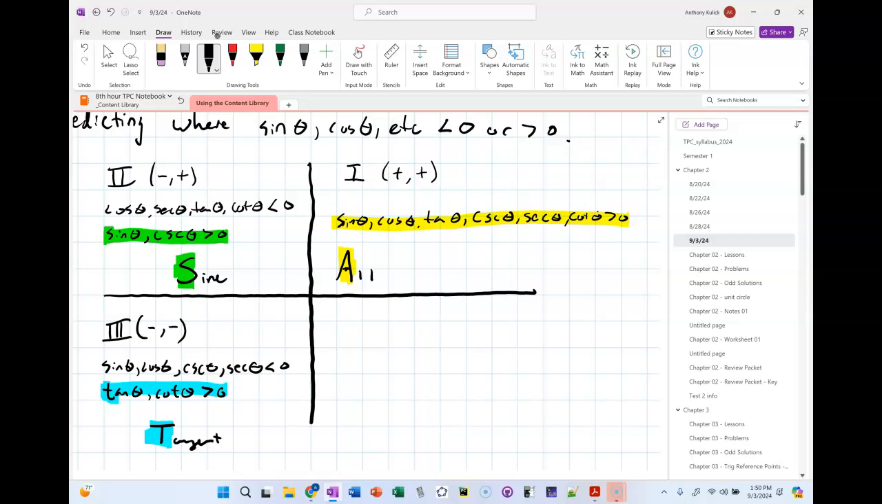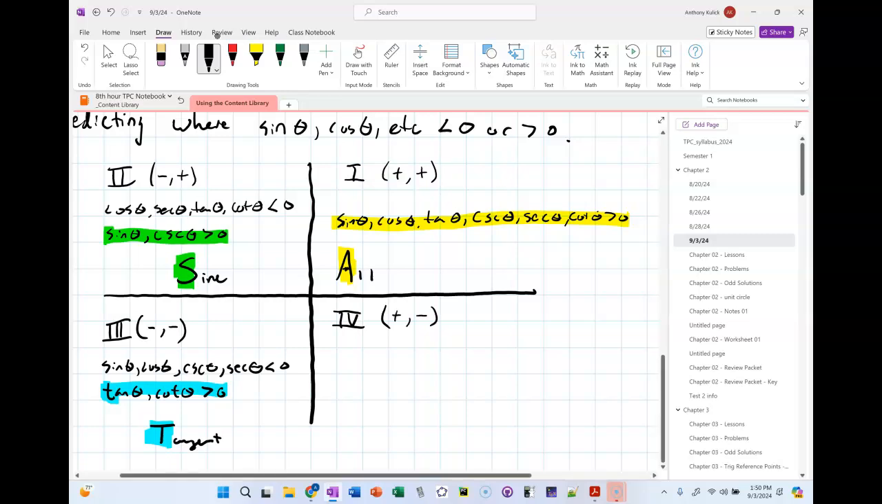And now quadrant 4. X is positive, and then y is negative. So anything with a y coordinate is going to be negative. So that's sine, tangent, cosecant, and cotangent. Those are negative. But cosine and secant are positive. So I'm going to put a C there for cosine.